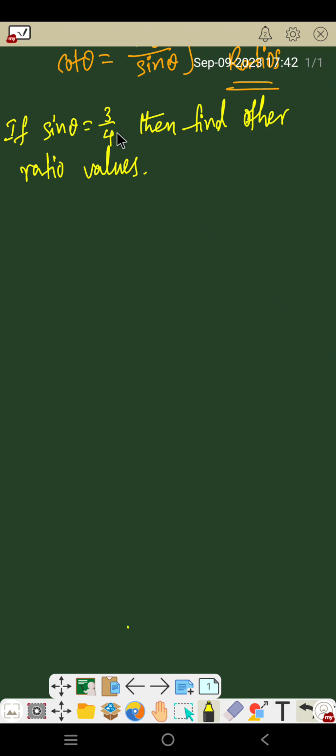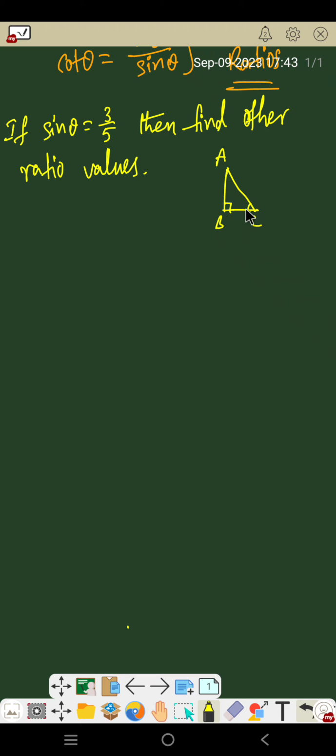Sin theta is equal to 3 by 4, sorry, 3 by 5, not 3 by 4. So sin theta is equal to 3 by 5, then find the other trigonometric ratio values. To simplify this, compulsorily we want those formulas, that means cos theta is adjacent by hypotenuse, like that. See, first you have to draw one diagram here: A, B, C. So here B is equal to 90. Somewhere you can take theta, either A or C.